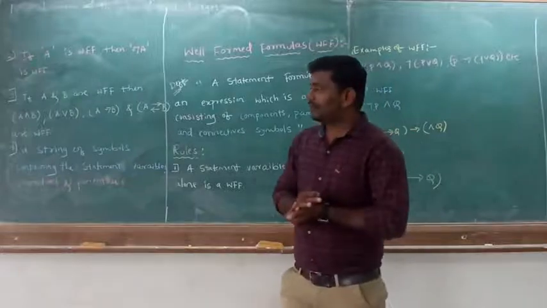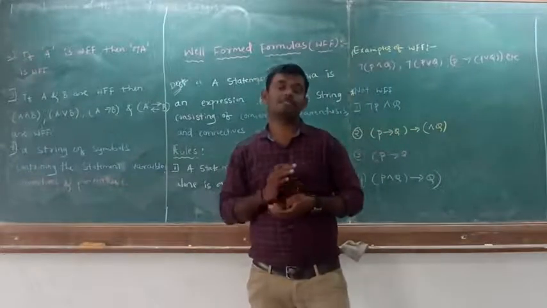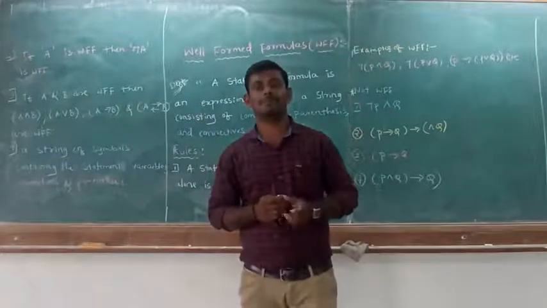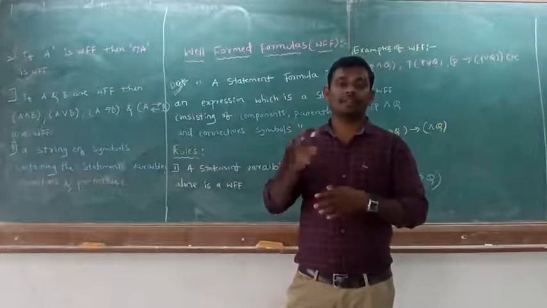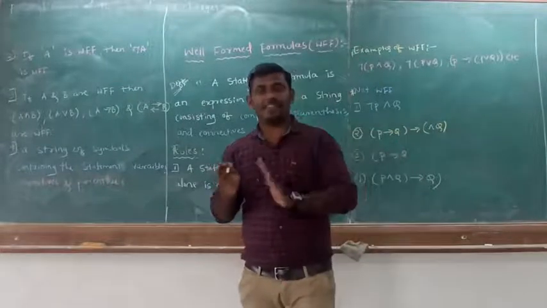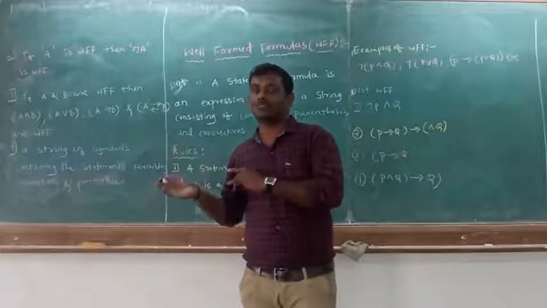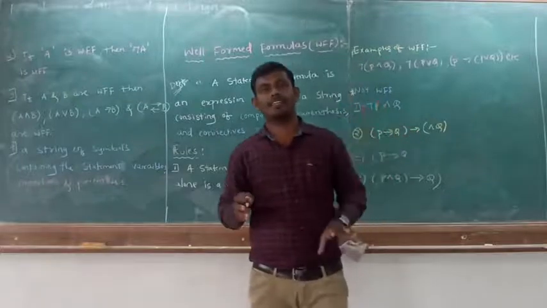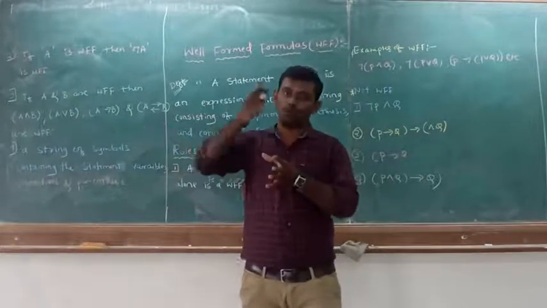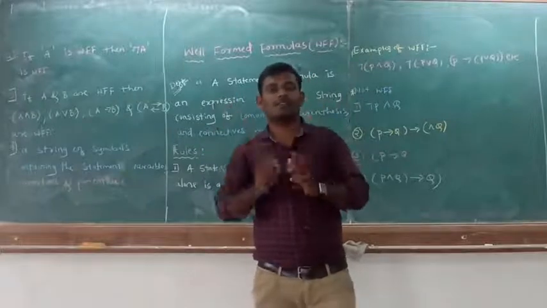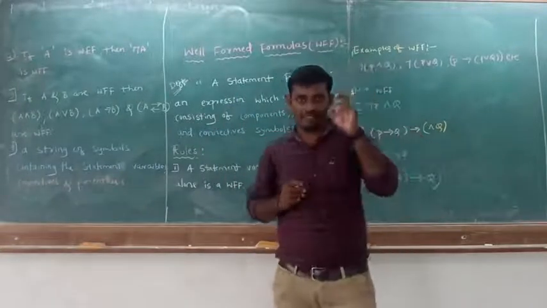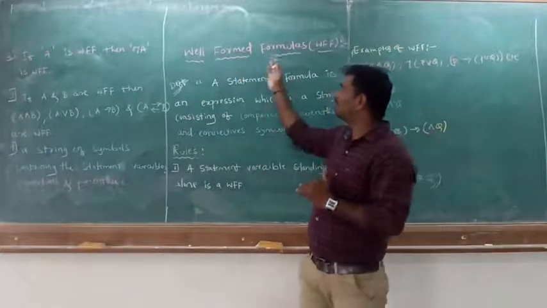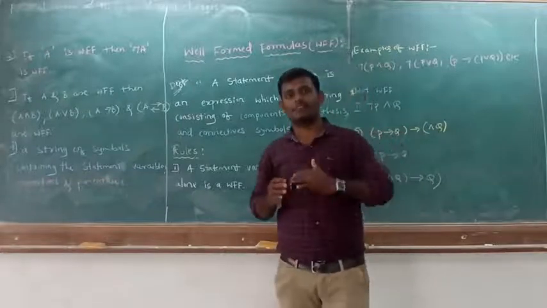So here we studied the statement formula. What is the statement formula? A statement formula consists of variables or components. Components means the primary statements plus connective symbols. What are the connective symbols? Negation, conjunction, disjunction, conditional and biconditional. So the statement formula consists of these connectives plus primary statements plus parenthesis. The whole string is called a statement formula. The same is true in the well-formed formula. The same definition will come here.